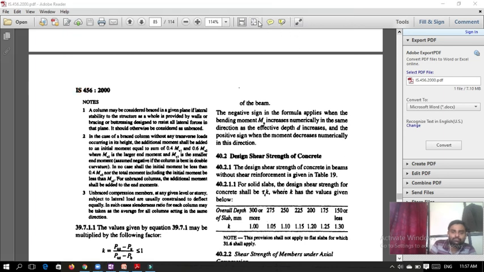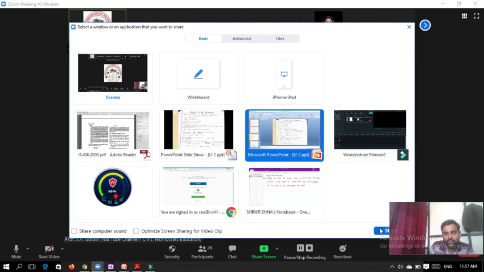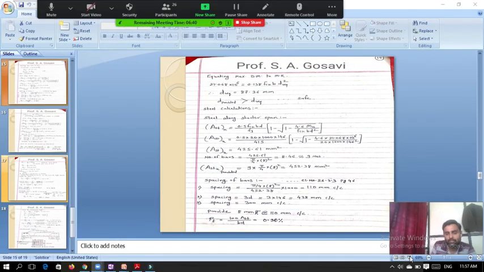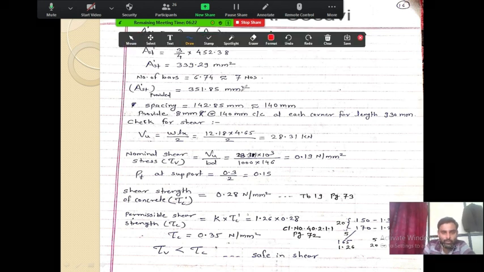Okay. So here if you see in the slide, it is 0.28. This value is taken. Now the permissible shear stress is calculated. This permissible shear stress and all other calculations we will see in the next lecture. Okay, now we have finished up to this point. That is our shear strength of concrete, tau c dash, calculated over here.